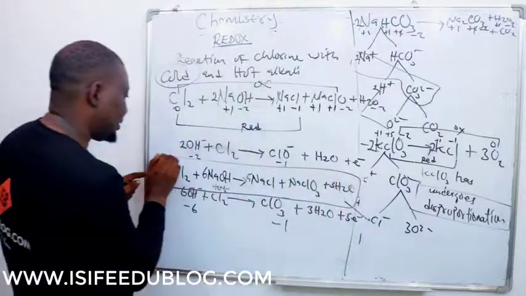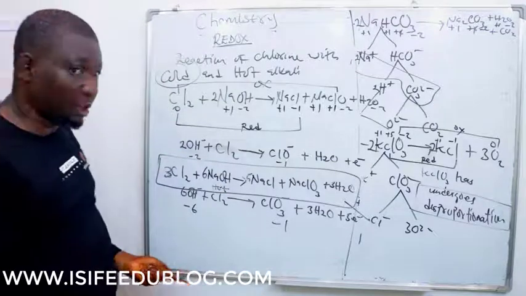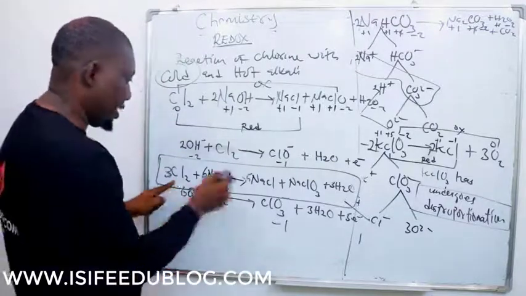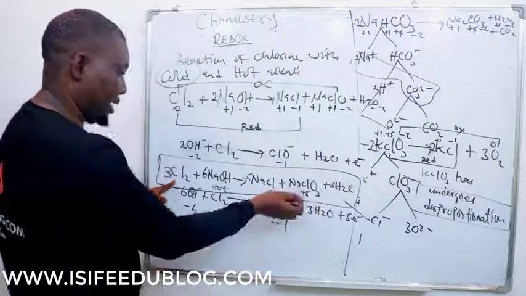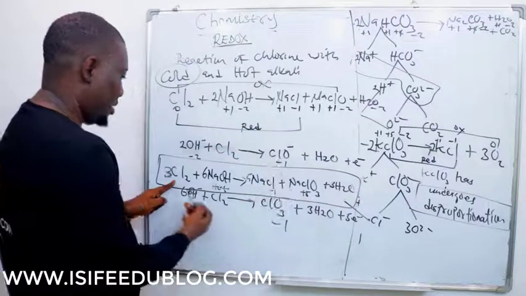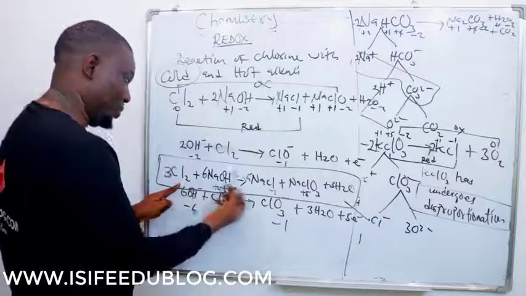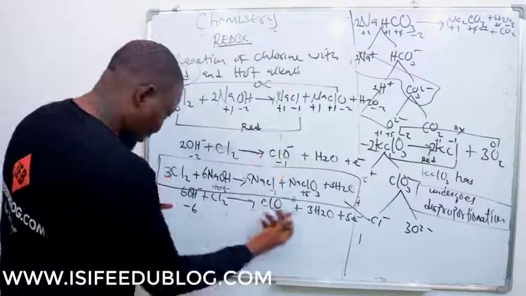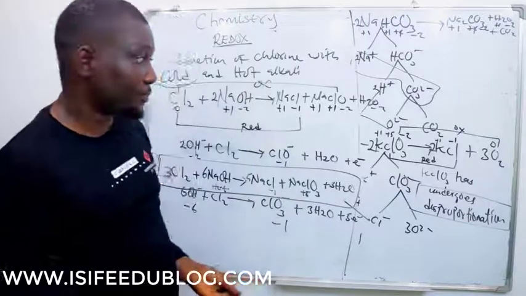obtain. In this reaction, chlorine undergoes disproportionation. What do we mean by that? Chlorine here is reduced, chlorine here is oxidized. Look at it here. This is where it is +5, and this is where it is what? -1. So only chlorine in this reaction is the one that has been reducing, and that is the one that has been oxidizing. So that is why it is a disproportionation reaction.